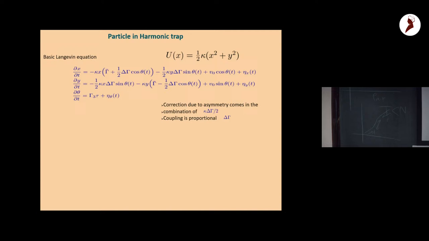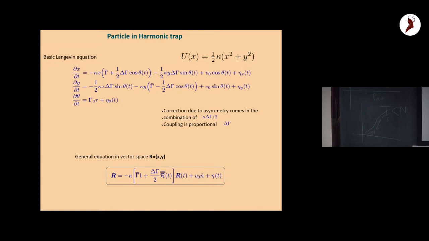So we have taken this harmonic trap as a symmetric harmonic trap, and this kappa is the stiffness coefficient, and the Langevin equation turns to this form. We have taken a correction. We have seen that this becomes a non-Markovian process, and here kappa delta gamma by 2 will give this correction term, where the coupling is proportional to delta gamma, which is the asymmetry factor. We can write it in vector space in this form, basically. This is just transforming this equation to this form.